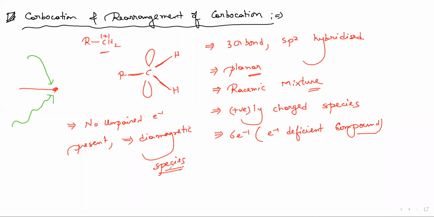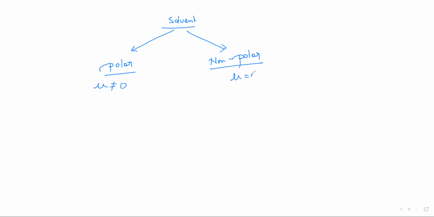Now, how does the carbocation generate? In that case, you have to know the solvent concept. Solvents can be of two types: one is polar solvent and another is non-polar solvent. For a polar solvent, the dipole moment is not equal to 0; for non-polar, dipole moment equals 0. Examples of non-polar solvents are CCl4 and CS2. Polar solvents are like H2O, ether, and alcohol.